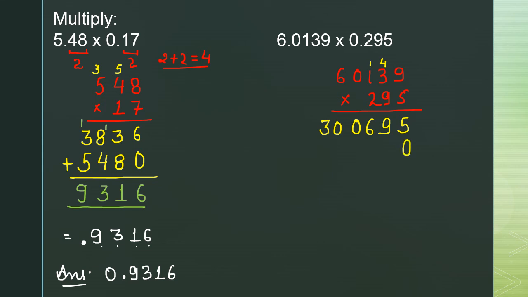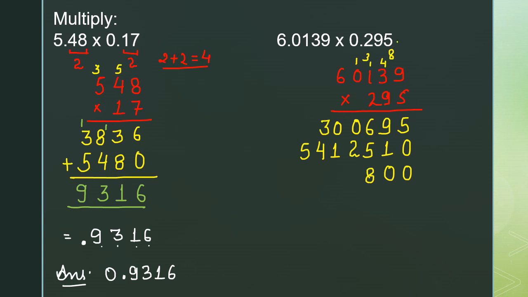Now put 0 at one's place, multiply by 9. 9 nines are 81. 8 carry. 9 threes are 27. 27 plus 8, 35. 3 carry. 9 ones are 9 plus 3, 12. 1 carry. 9 into 0, 0 plus 1, 1. And 9 6s are 54. Now place 2 zeros at one's and ten's place, multiply by 2.